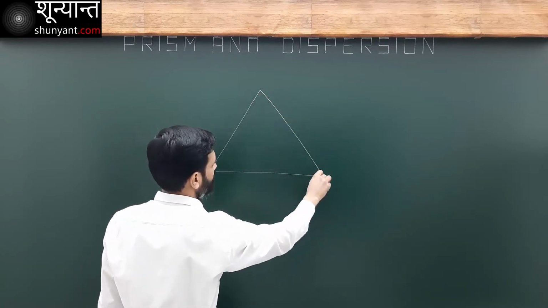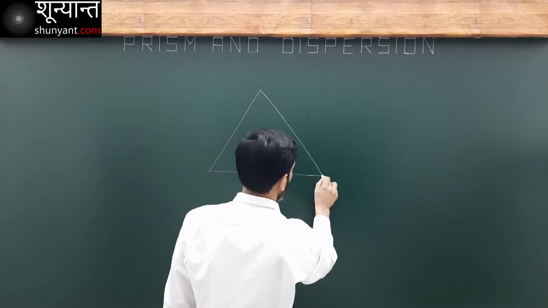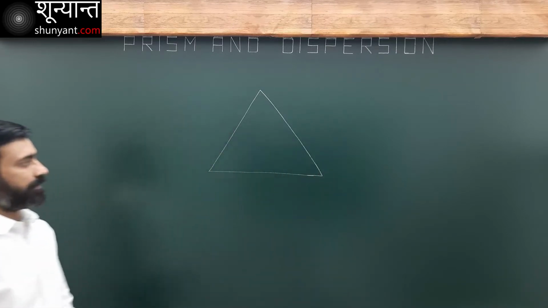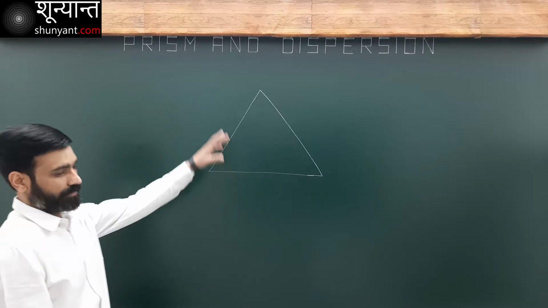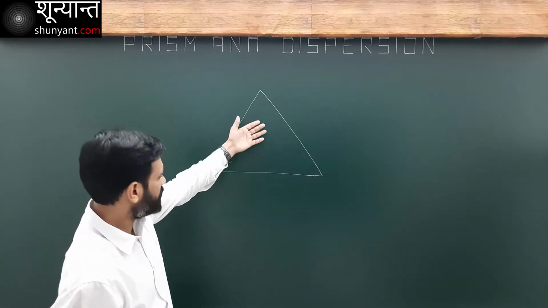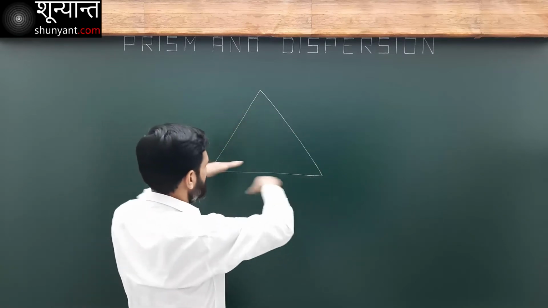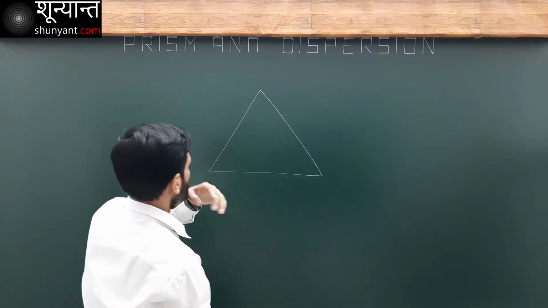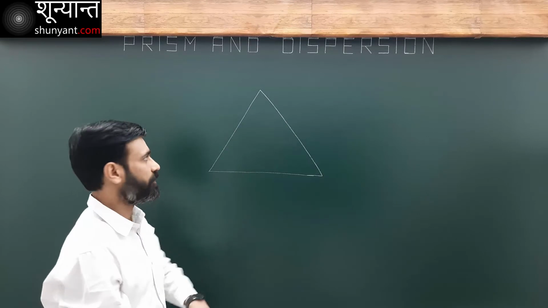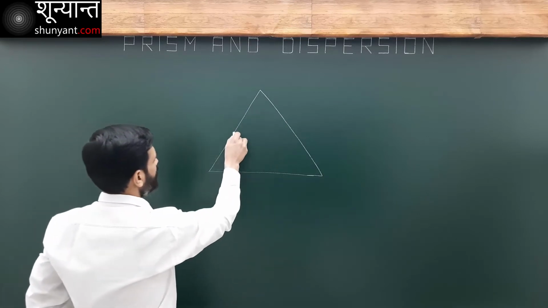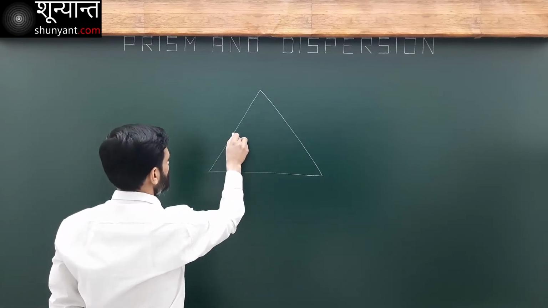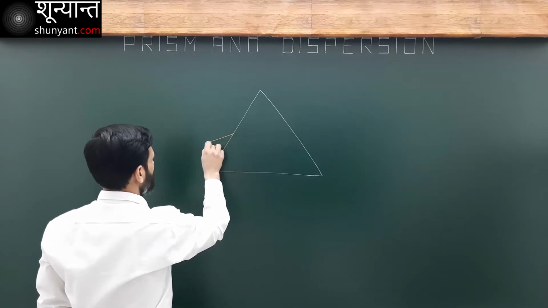This is our prism. It is a three-dimensional structure. It extends out of this plane. There are three faces, and they extend out of this plane. So this becomes our prism. Now let's say that some light is incident on this prism like this.